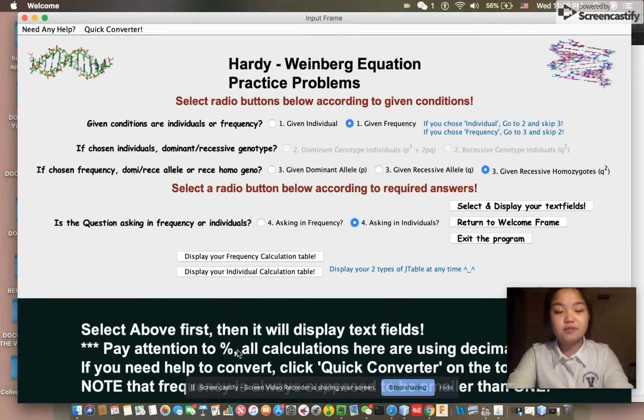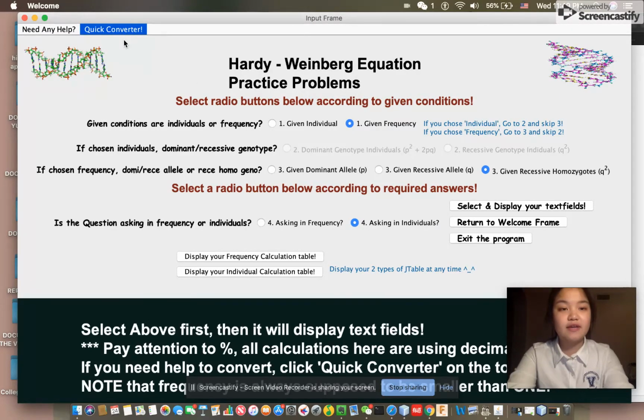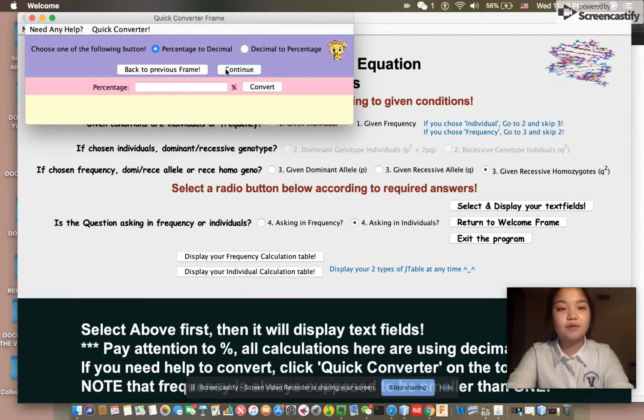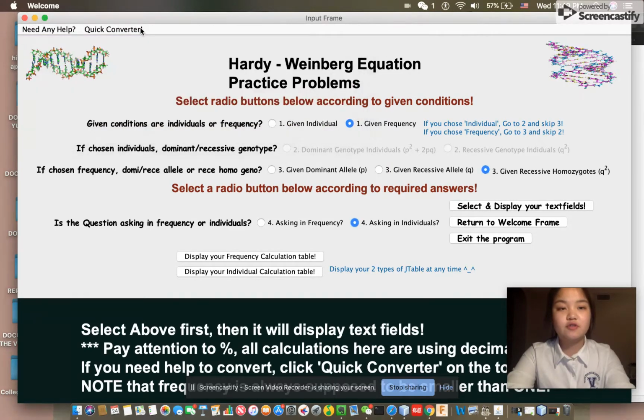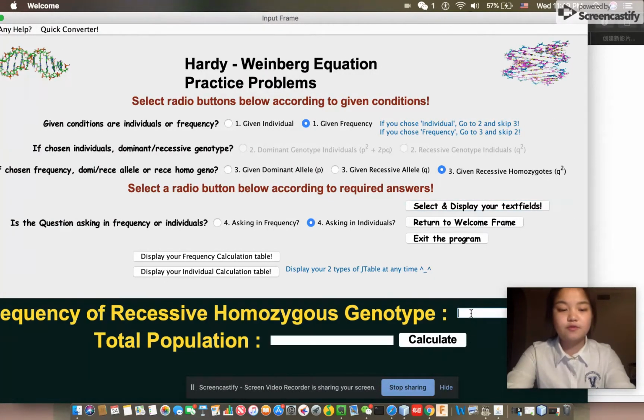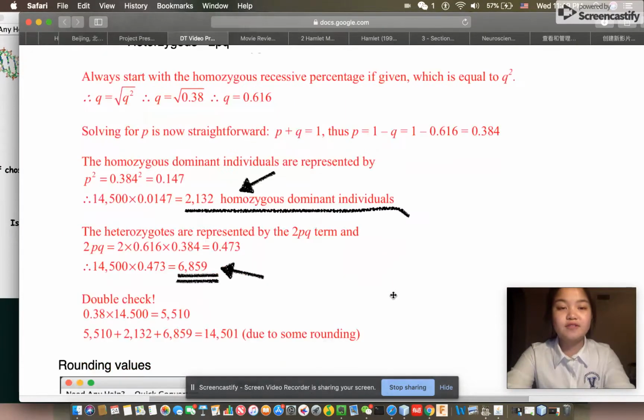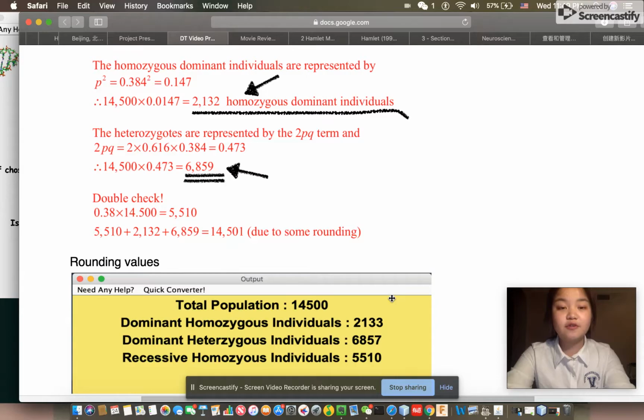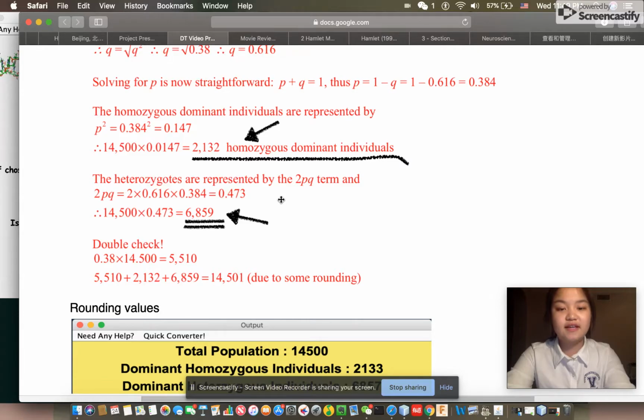But now pay attention to percentage. All calculations here are using decimals, so we can use a quick converter to help us. We know the percentage is 38. We convert. The decimal is 0.38, so now we know that. Select and display. So we select 0.38 and 14500. So calculate this answer here. So we can compare the answer from online and also my calculation here. My calculation is actually more accurate, and this one is just rounding answers. So basically mine is more accurate.